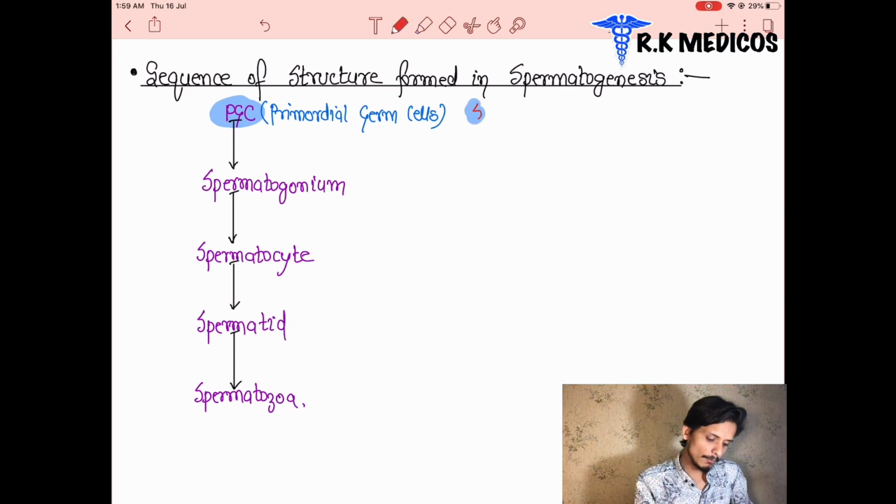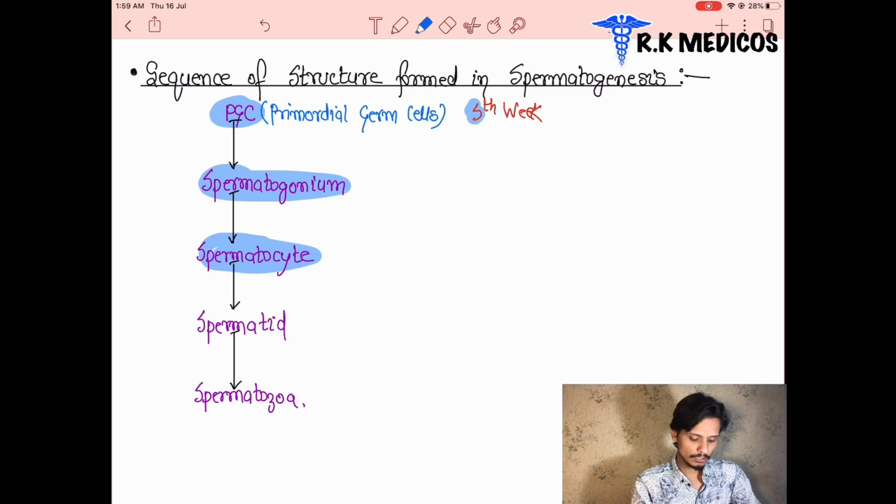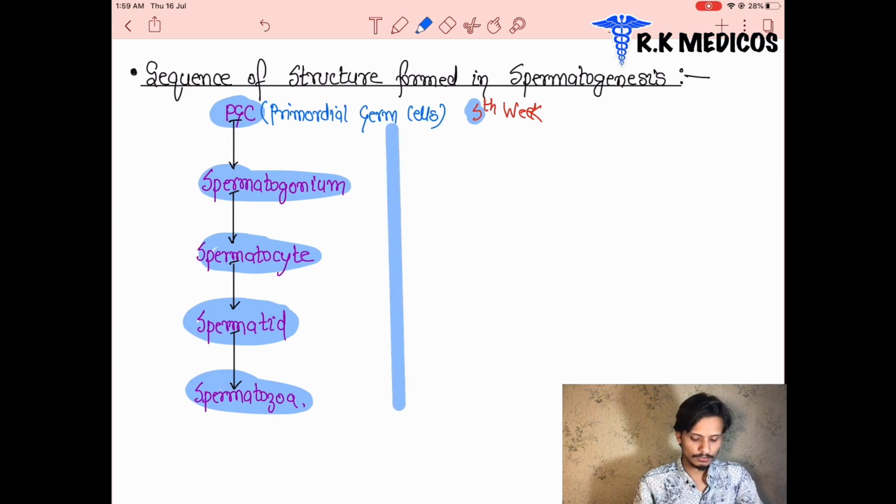We can see these primordial germ cells form a spermatogonium, and after the spermatogonium formation they form spermatocytes, primary and secondary, and they form a spermatid and then a spermatozoa or a sperm. This is the sequence, and this sequence is important. We have to memorize it from top to bottom, from the 5th week till the reproductive age of the animal.